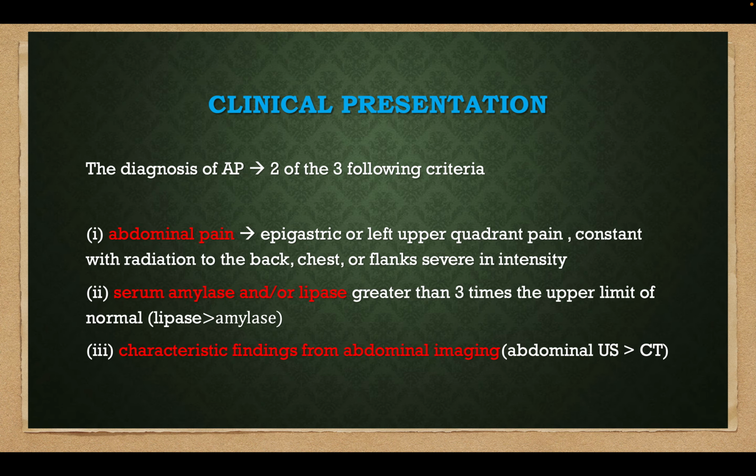And this is the clinical presentation. The classical abdominal pain, which is epigastric or left upper quadrant pain, is constant with radiation to the back, chest, or flanks, and it can vary in intensity. The serum amylase and lipase are greater than 3 times the upper limit of normal. Lipase is more specific than amylase, as we all know. And then the characteristic findings from abdominal imaging, initially the sonography or the FOCUS which we can do, but ultimately after 48 hours it is the CT scan.